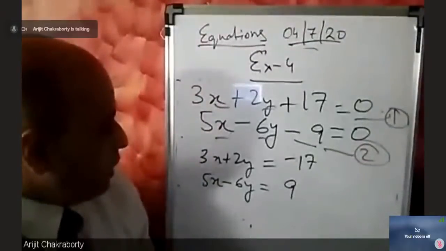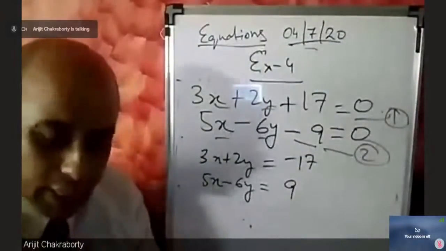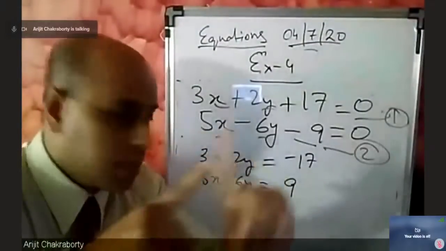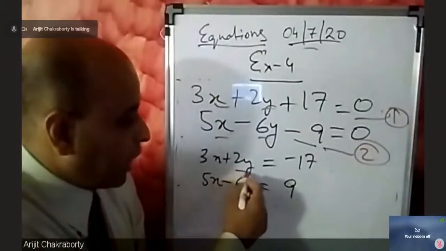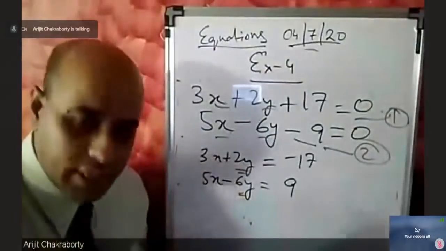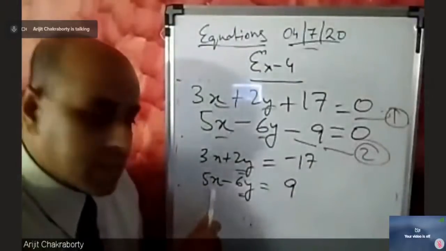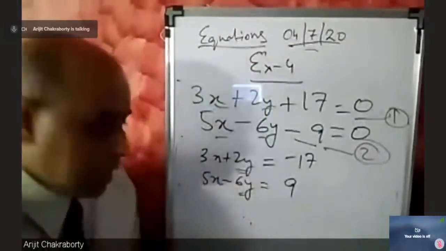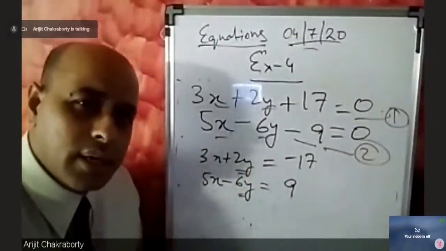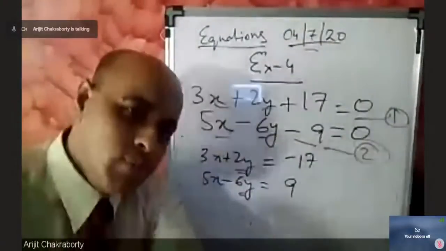Okay. So in this case, we try to knock out y. In the last example, I was using multiplication to knock out x. This time, we are targeting y. Please see this, a very interesting point. 3x plus 2y is minus 17 and 5x minus 6y is 9. The coefficient of y is 2 and 6. So how to knock out y? How do we eliminate y? How do we remove y?